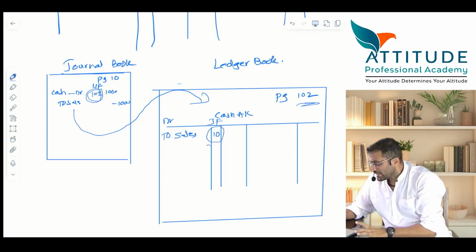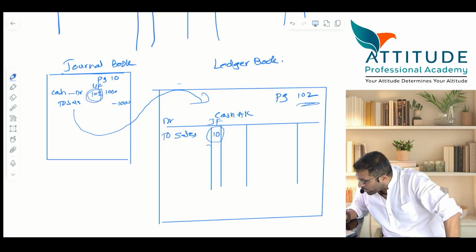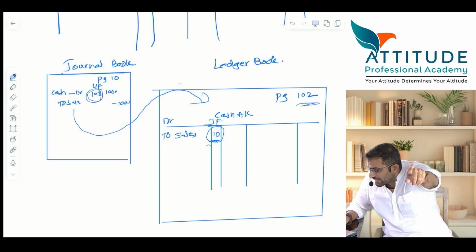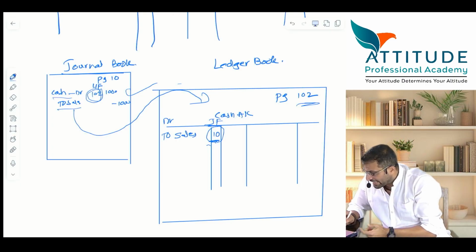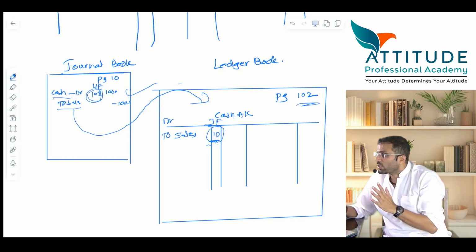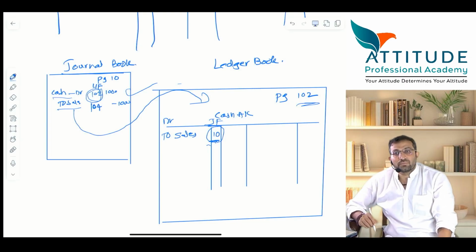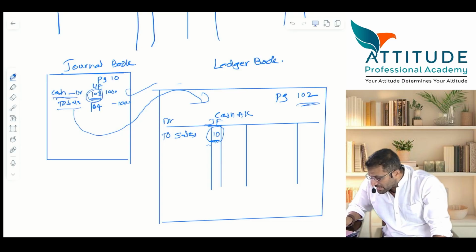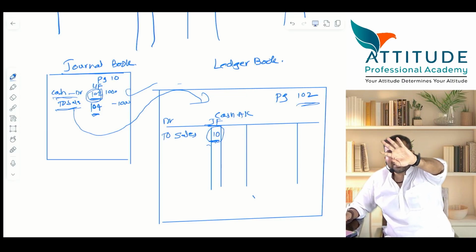Understood? This was useful actually when we used to do it manually. Manually I used to see, oh, page number 10, so I should go to page number 10 of the journal book and check whether that journal entry is passed or not. I have taken only the cash account here, but the sales account will also be there. Might be the sales account is on page number 104, so here you will write 104. It means the cash account is on page number 102 in the ledger and the sales account is on page number 104 in the ledger. Understood? That is the importance of the folio number.